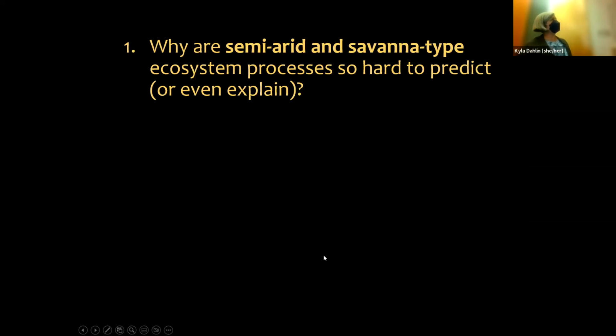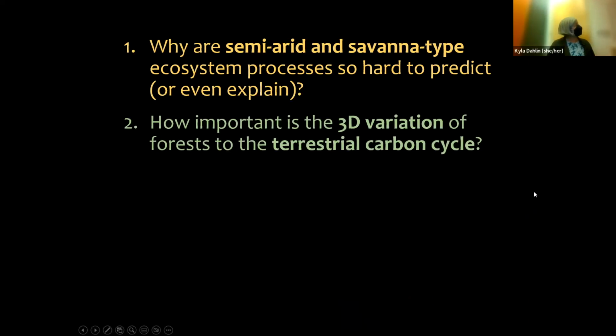And so I'm just going to talk about two of the many things that I'm interested in and have worked on. And they don't fit together, but hopefully at the end, I will talk a little bit about why I think they could potentially fit together in the future. But right now they're going to seem a little bit disconnected. But these are the things that I spend my time thinking about. First, why are semi-arid and savanna type ecosystem processes so hard to predict or even explain? And then second, how important is three-dimensional variation of forest to the terrestrial carbon cycle?